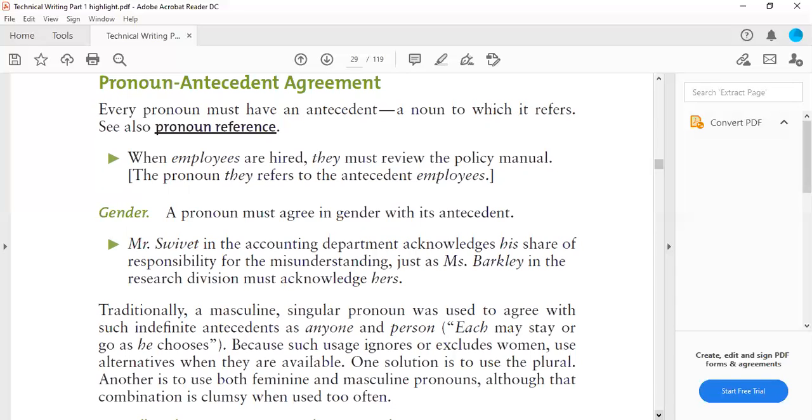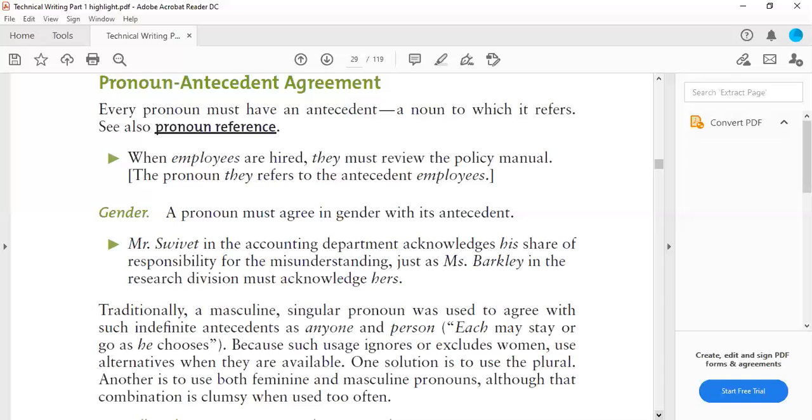Gender: a pronoun must agree in gender with its antecedent. Mr. Sweevet in the accounting department acknowledged his share of responsibility for the misunderstanding, just as Mrs. Barclay in the research division must acknowledge hers. Now, why do we use his in the first example and hers in the second example? Simply because Mr. Sweevet is a man and Mrs. Barclay is a woman.